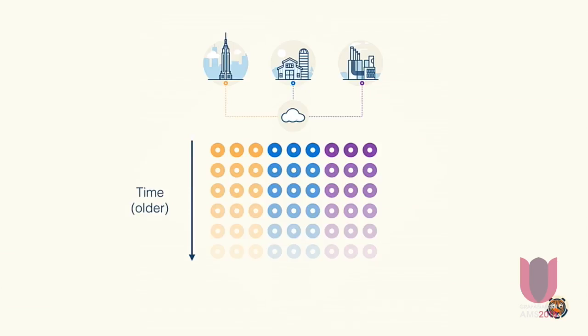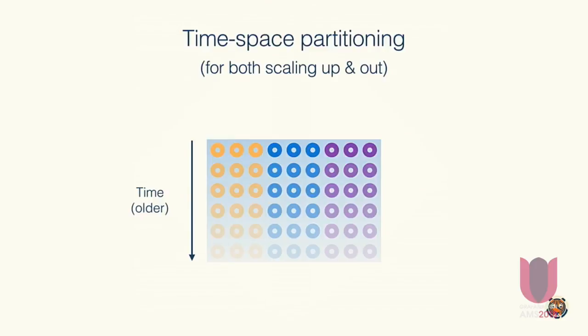So here's a scenario. You have sensors deployed in various buildings. They take temperature, humidity readings, whatever, and you have this data coming into your system over time, right? So what we do in TimescaleDB is something we call time-space partitioning, and this is for scalability.